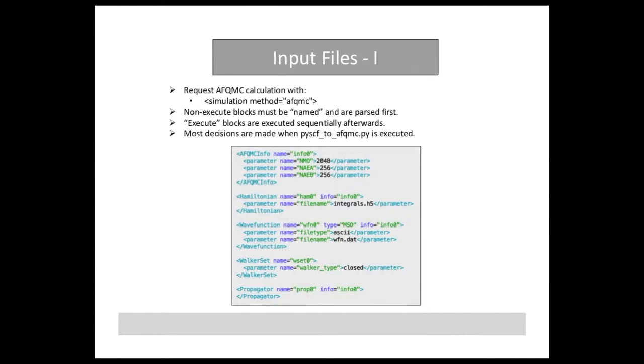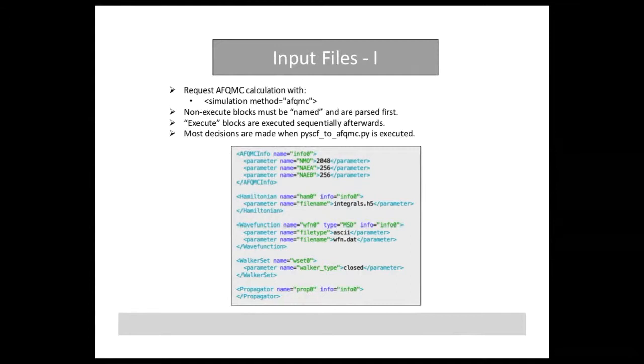The first thing is that the input is parsed twice. On the first parse, anything that's not an execute block gets read. And on the second pass, the execution blocks are read and executed sequentially, essentially. So you can make fairly complicated workflows if you want. I would suggest doing that at an expert level. For now, let's just focus on doing single AFQMC calculations per input file. But essentially, you can define an arbitrary number of these and do them all in the same input.